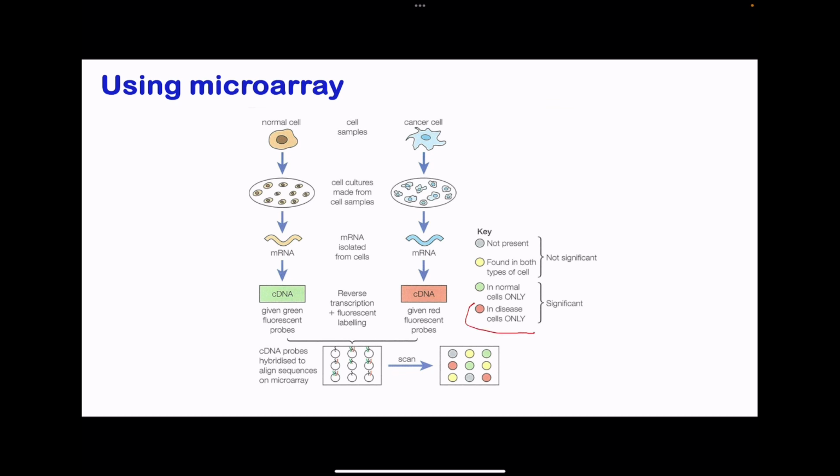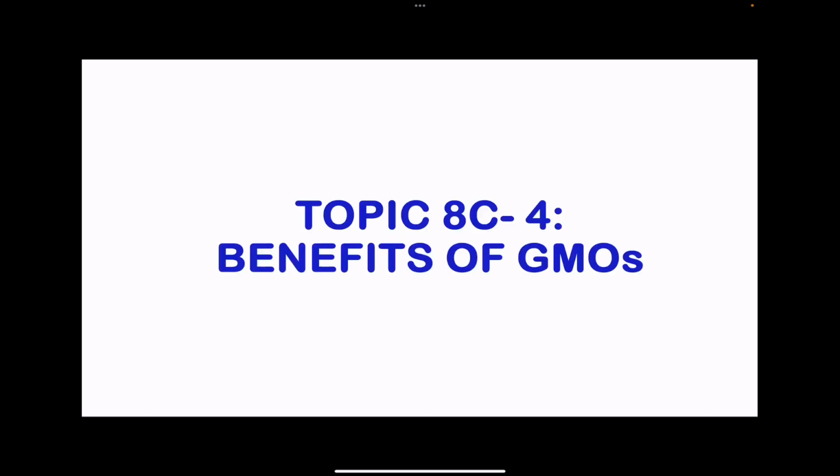In disease only, we can see green. In normal cells only, and if both, then we can see it's going to be yellow. Most of the time, bioinformatics is going to be used in the interpretation of the results. It uses algorithms, mathematics, statistics, and so on to interpret.